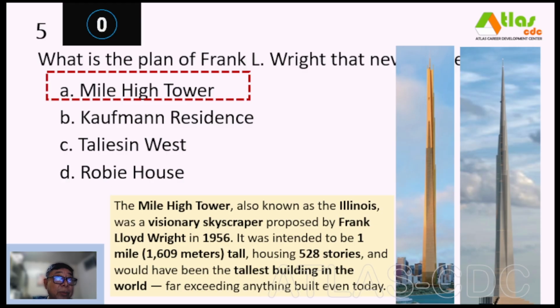Actually, yung pinapose ni Lloyd Wright noon is para ma-decongest daw ang New York City, tanggalin lahat ang mga existing buildings doon at palitan ng 10 ganito na Mile High Tower para mas marami ang open space. Pero hindi nag-materialize yun, of course.